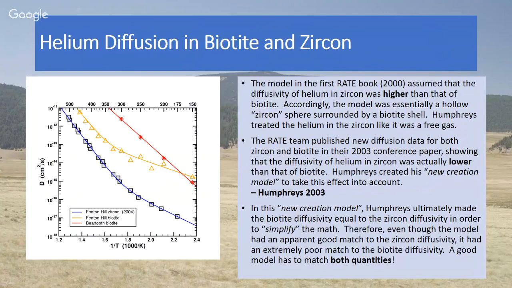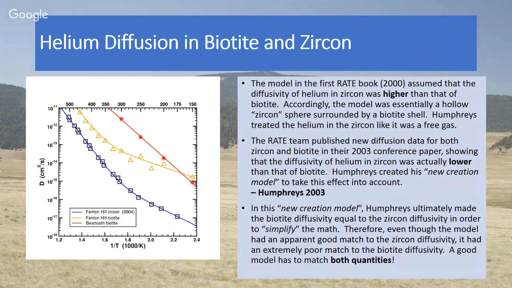So the first point is that the RATE team published a book in 2000. And this was sort of like, they had 2 books. The first book was sort of the pre-study book. It outlined the studies they wanted to do, why they wanted to do it, and published any preliminary data they had, mostly just to justify the research program and for publicity, letting people know. The second book was the follow-up with the results of the study. So in the first book, Humphreys thought that the diffusivity of helium in zircon was higher than that of biotite.